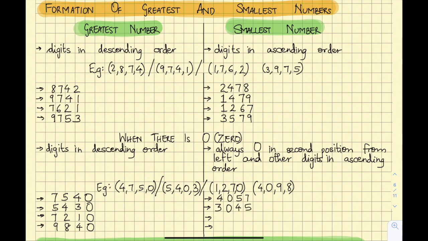Then the next example is 1, 2, 7 and 0. So 0 will be in the second position. The smallest other number is 1. After 0, we write the other numbers 2 and 7 in ascending order, that is small to big. Then the last example we have 4, 0, 9 and 8. 0 is in the second position. The smallest number apart from 0 in the first position, that is 4. Then we arrange the other digits in ascending order, 8 and 9.